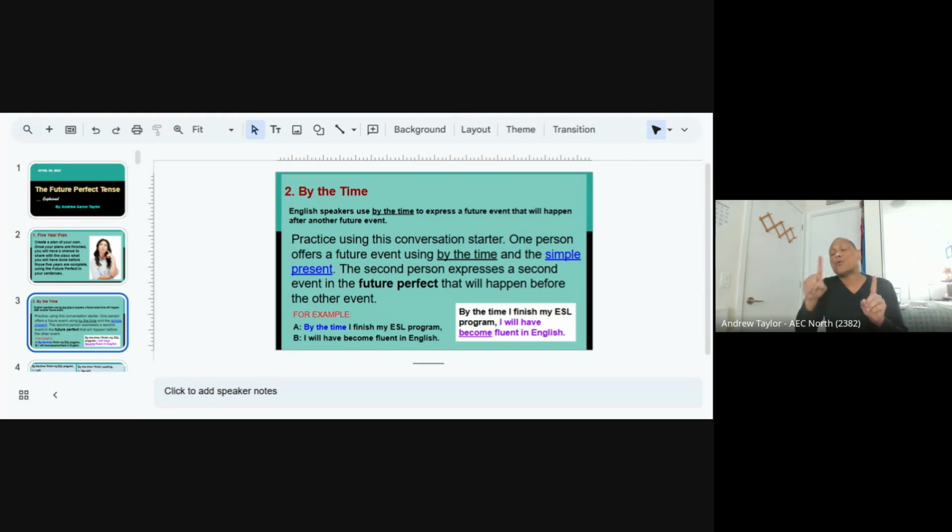Now, when you invert the sentence using by the time in the middle of your sentence, the comma is gone. You will only put a comma if you start your sentence with by the time. So you say, by the time I finish my ESL program, I will have become fluent in English.